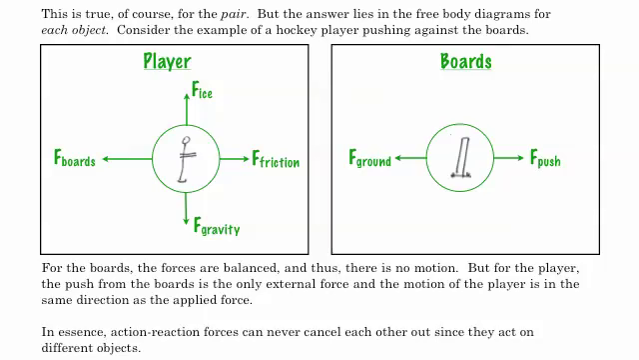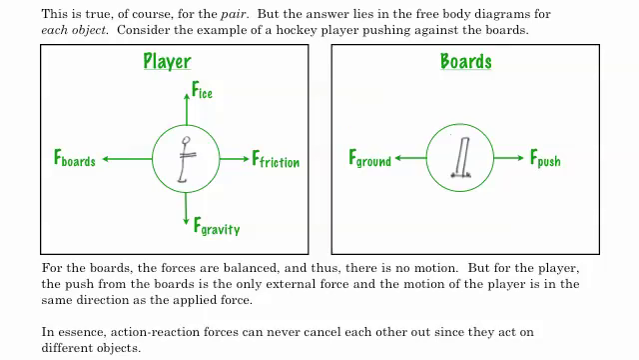But for the player, the push from the boards is the only external force. It's the only external force that really has any size that matters, because ice produces a very low friction environment. The same wouldn't be true if we were talking about, say, someone pushing against a wall in their shoes. But because we're on ice, the friction is so small that the only external force of any consequence is that reaction force of pushing on the boards. So the player moves backwards.